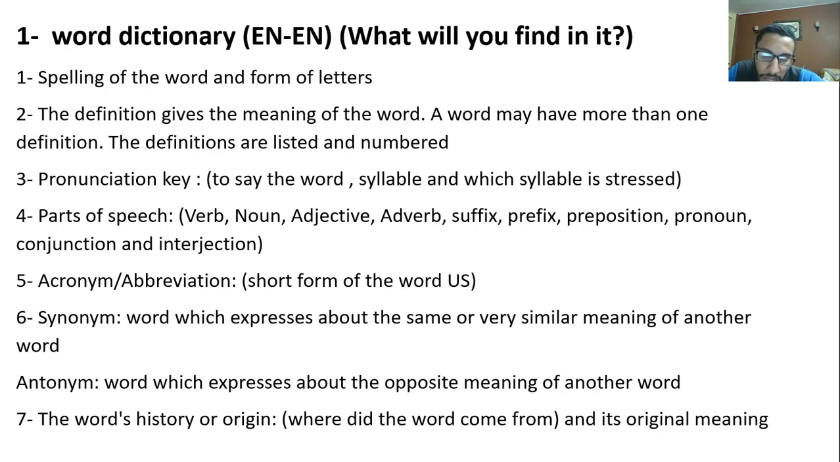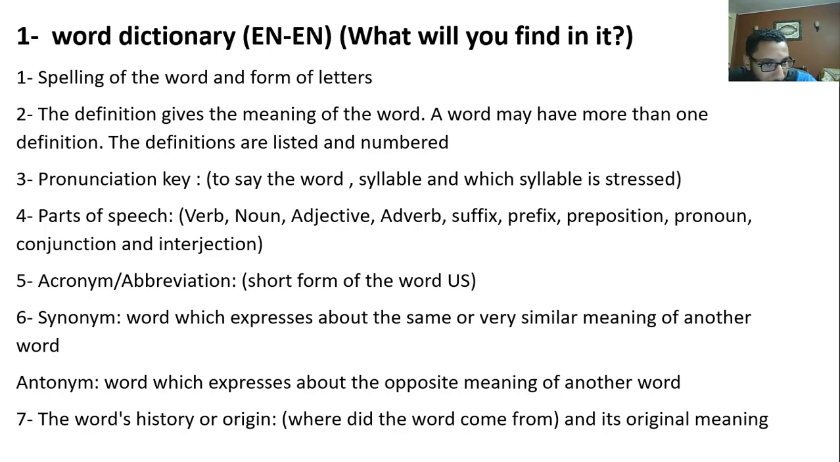Okay, let's discuss the first type in detail, which is word dictionary. We can find the first type inside it, which is English dictionary, which means that we have a dictionary with the same language, okay, which is English. So inside the English dictionary, what will you find in it? Spelling of a word and form of letters. Okay, the definition gives the meaning of the word. A word may have more than one definition. The definitions are listed and numbered.